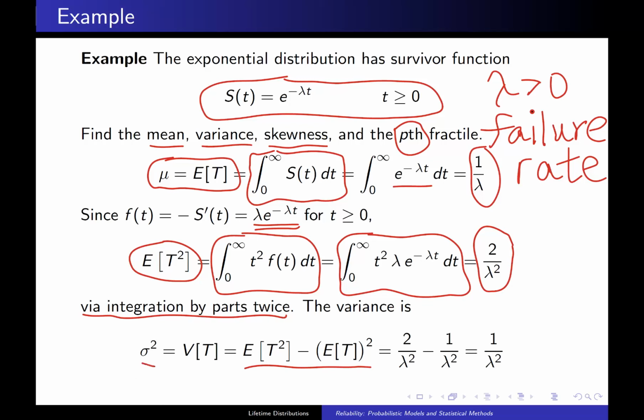Using integration by parts twice, this turns out to be 2 over lambda squared. So when you come down here to find the variance of the distribution, you get the expected value of t squared, which is 2 over lambda squared, minus the square of the expected value of t, which is 1 over lambda squared. 2 over lambda squared minus 1 over lambda squared gives you 1 over lambda squared, and that is the population variance.